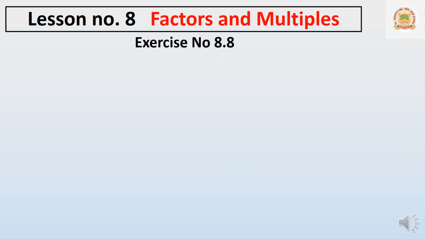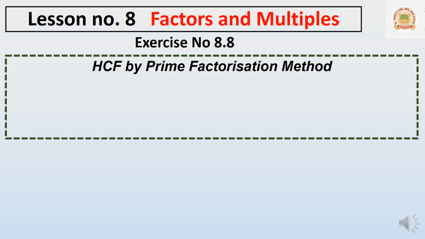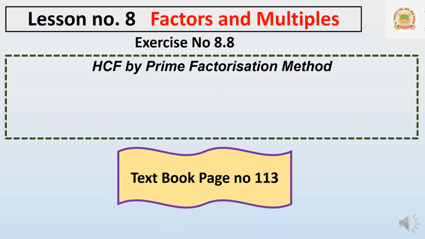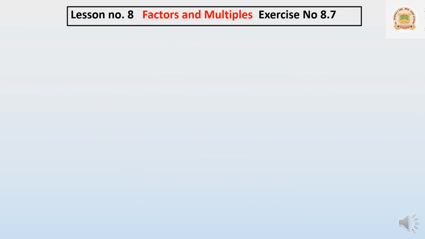Today we are going to begin exercise number 8.2, as it is the last exercise of our lesson number 8. So today in this video we are going to learn HCF, highest common factor, by using the prime factorization method. For a given set of numbers, we have to find the highest common factor. This is textbook page number 113. The question is: find the HCF by prime factorization method.